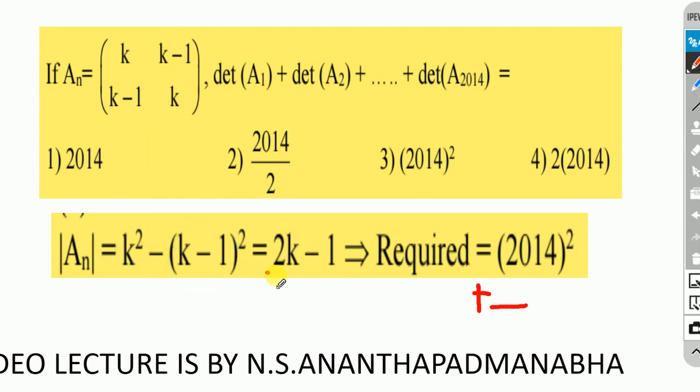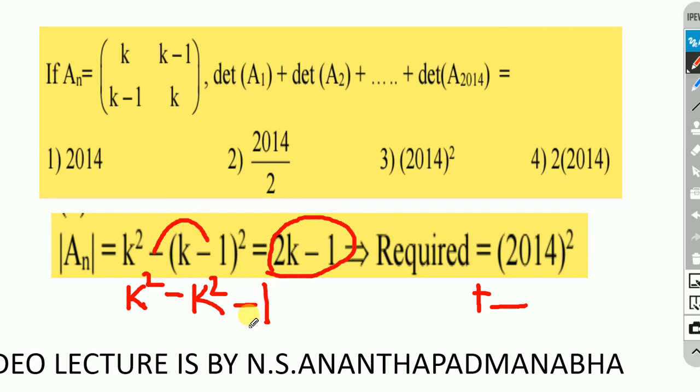So obviously this is 2k minus 1, because I have k square here, minus, when you expand this, k square plus 1. I have a minus sign here, therefore I have minus 1. Minus 2k becomes plus 2k here. So k square will be cancelled and I am left with 2k minus 1. So determinant of An is nothing but 2k minus 1.